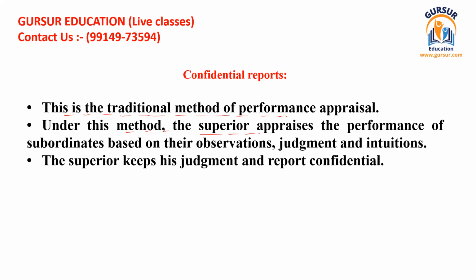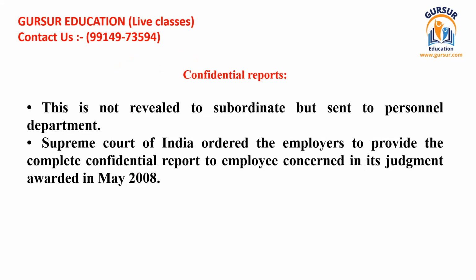Under this method, the superior or your boss appraises the performance of the subordinate based on their observation, and they keep their judgment and report confidential. They don't tell the employee that they have to report regarding your performance. They keep everything confidential. They just prepare a file of their judgment and submit it to the human resources department for further evaluation, and that is known as a confidential report. This is not revealed to the subordinate but sent to the personnel department.